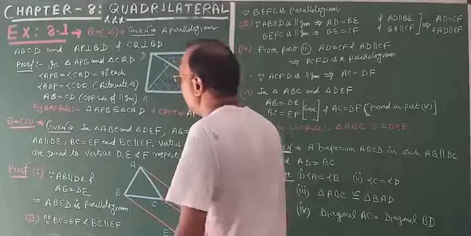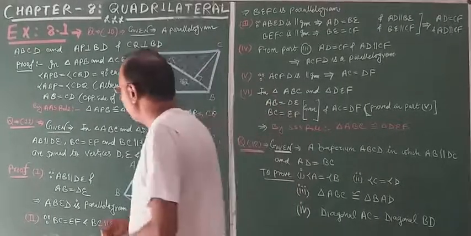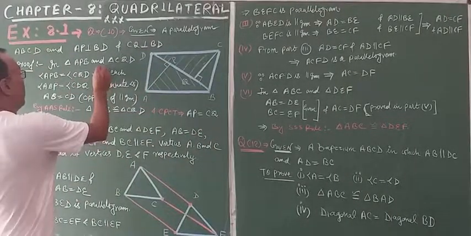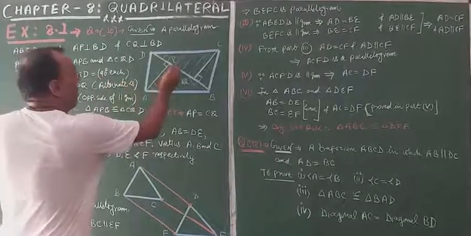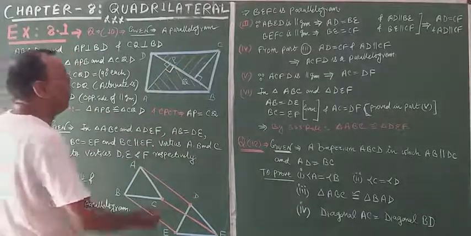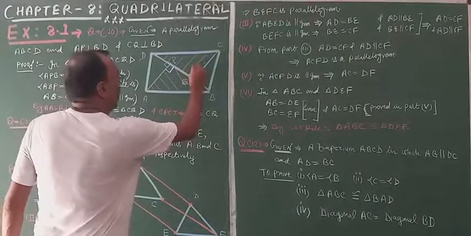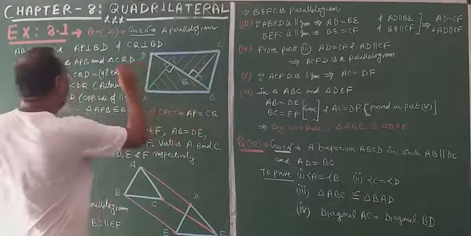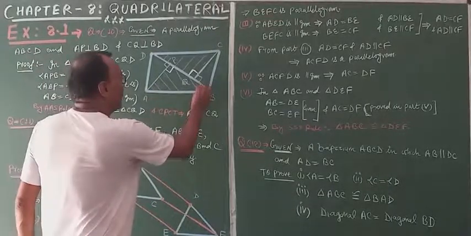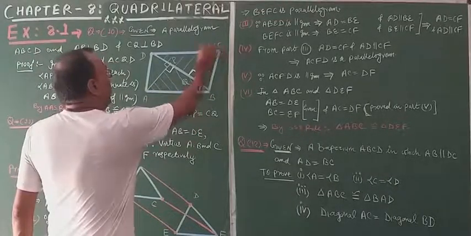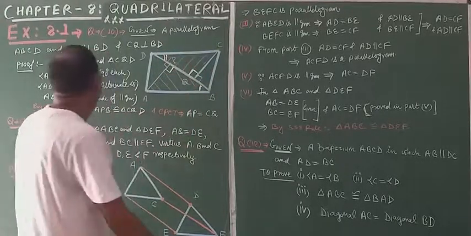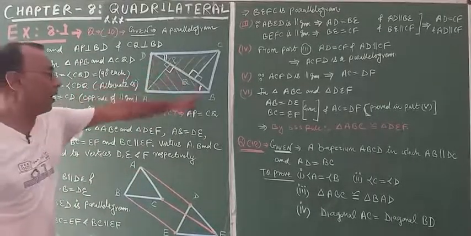First thing, angle APB. How much is this angle? 90. This APB is equal to CQD. This is 90 degrees or not? Both are 90 degrees. Angle ABP is equal to angle CDQ because they are alternate angles.